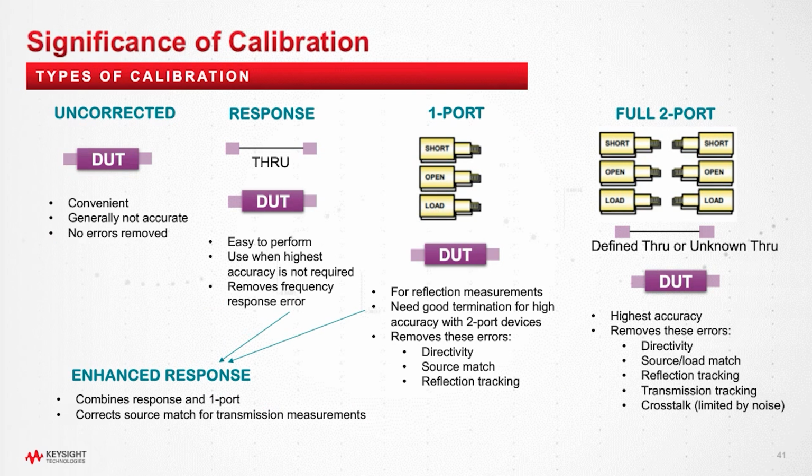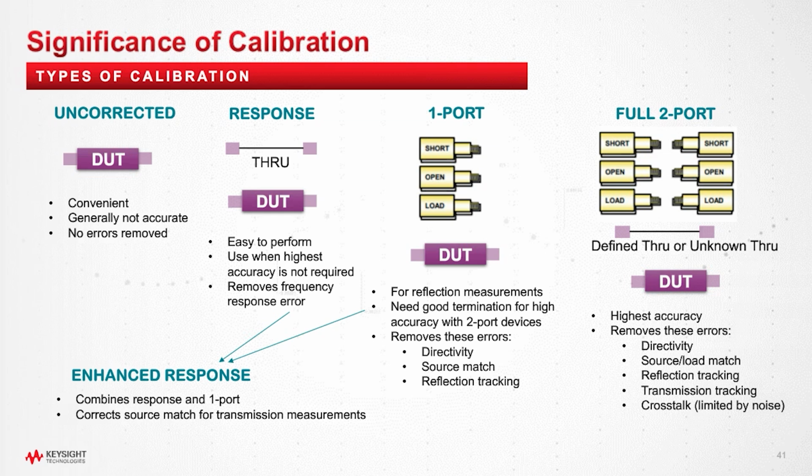Well, if you don't need too much accuracy, and say you're connecting directly to the test port of the network analyzer, you could just not perform a calibration and do an uncorrected measurement. And this is a convenient spot check just to get a rough idea of what's going on with your DUT. Generally won't be too accurate, but if you just need to make a quick measurement, it'll get the job done. Or if you have a cable, you can just perform a quick response calibration to remove the effect of the cable, and then you can also do a quick and dirty measurement with the cable.